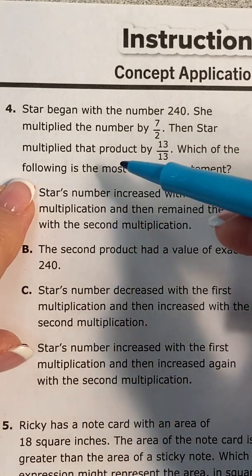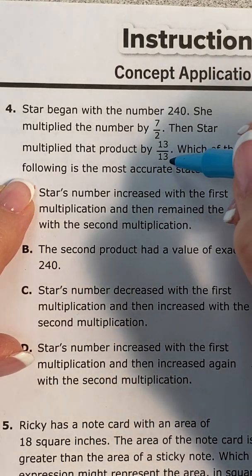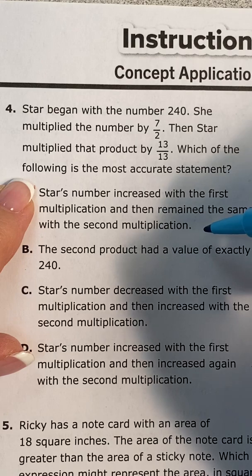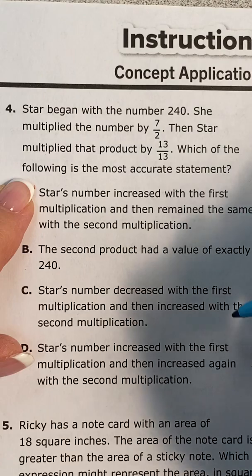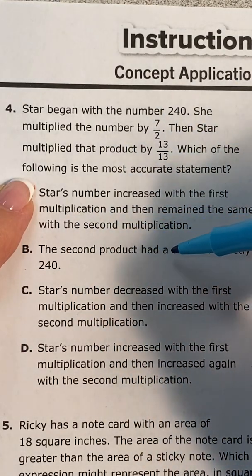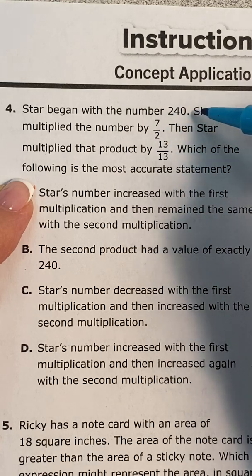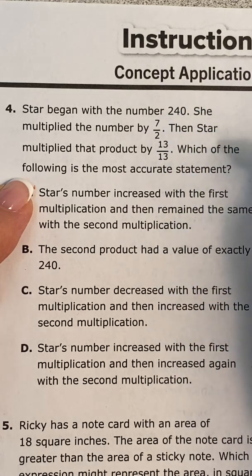Let's read. Number 1, Star's number increased with the first multiplication. Yes, we know that. And then remained the same with the second. That one right there is the best one. I know they put the answer as A, and so you don't necessarily want to read all the rest, but you might want to zoom through those to make sure. The second product had a value of exactly 240. No, because you started with 240.